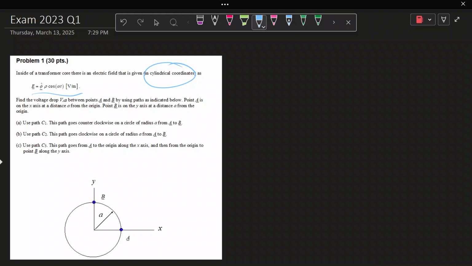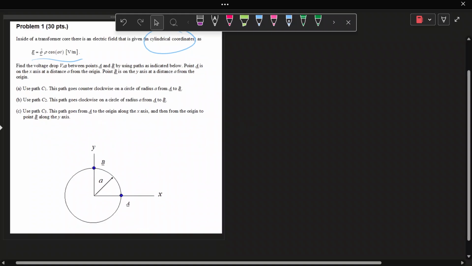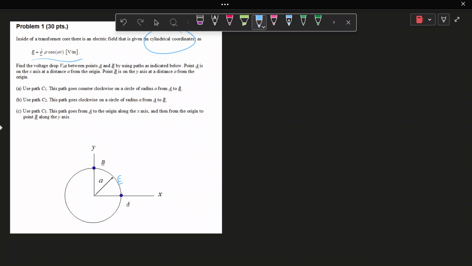Okay, so point A is on the x-axis, point B is on the y-axis, so we're given this circle of charge, really, or I guess an electric field, and it's asking to find the voltage drop in different paths. So, first thing here, part A, we need to figure out what path we're on. So we're going the counterclockwise direction, so we're going to label that from A to B like this.